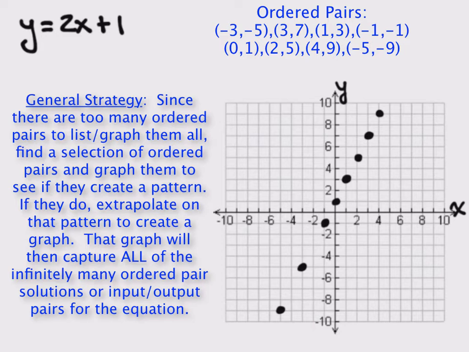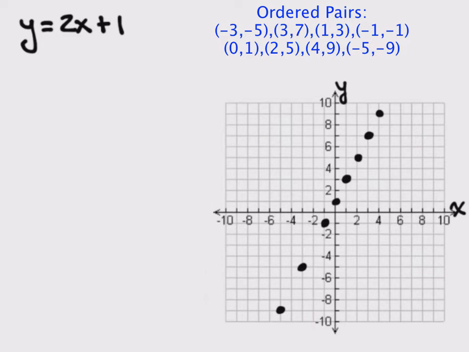So our general strategy now is to use the equation to find as many ordered pairs as we can and then graph them. And if they create a pattern, we can confidently say that that pattern is going to continue on forever and ever, and we can extrapolate and create a graph. And what's so great about that graph is that it will capture every single input-output pair, or every single ordered pair solution to that equation, all the ones with fractions and decimals, in one nice succinct picture instead of spending our whole lives listing them. Let's go ahead and actually connect them and draw this line.